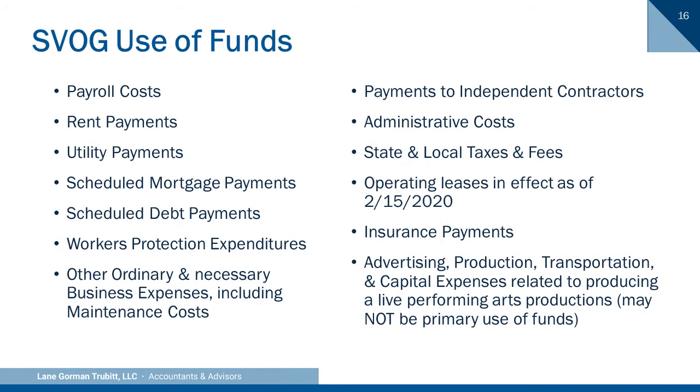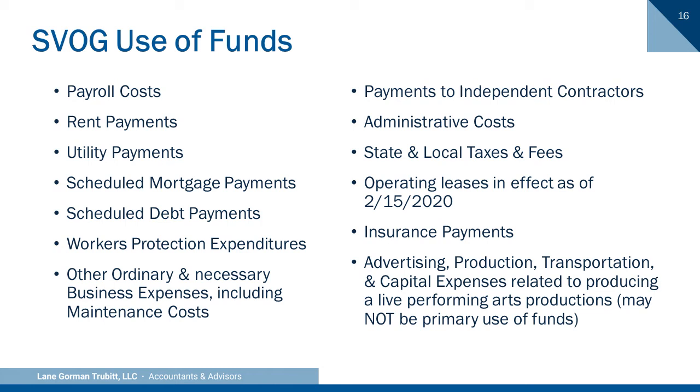Here we'll take a look at some of the expenses that are eligible to be used towards your SVOG funds. A lot of these expense categories are similar to that of the PPP funds. So you have your payroll cost, rent payments, utility payments, scheduled mortgage payments, scheduled debt payments for existing loans, workers' protection expenditures, and other ordinary and necessary business expenses, including maintenance costs.